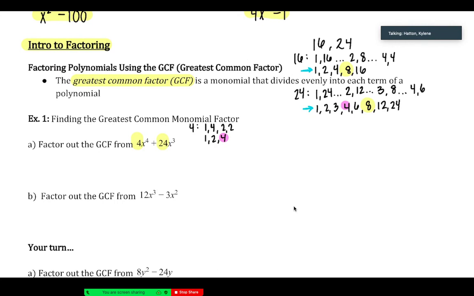So that means that I can factor out a 4 from this expression, but I'm not done there because I still have to factor out my greatest power, the highest power of x that I possibly can.